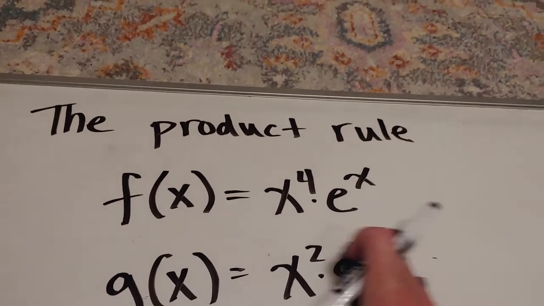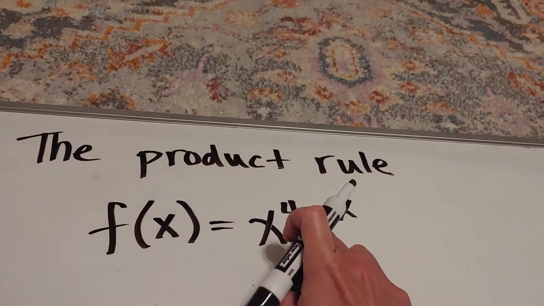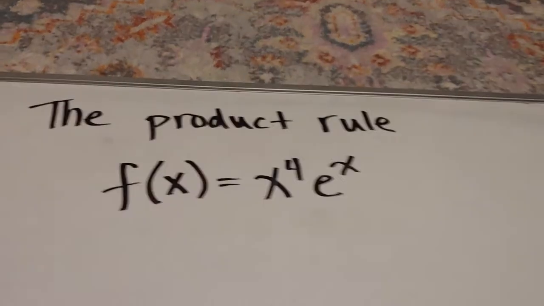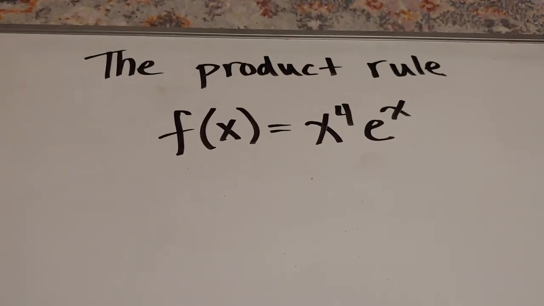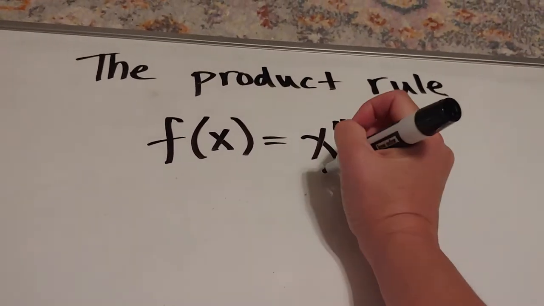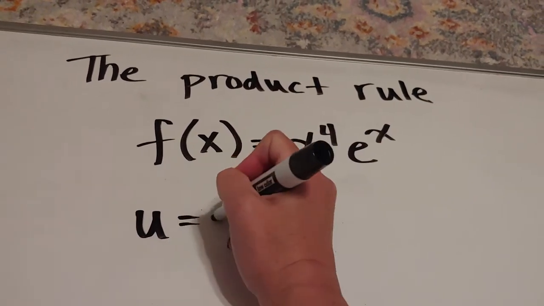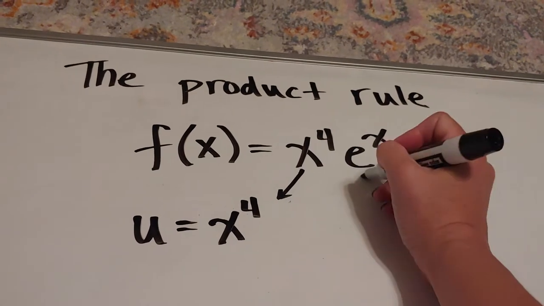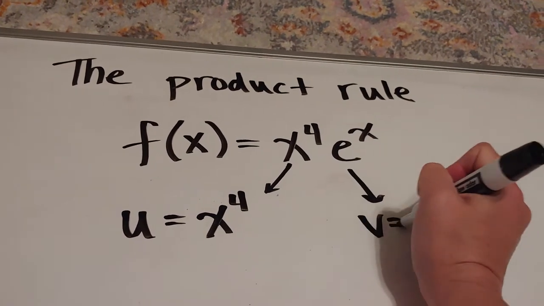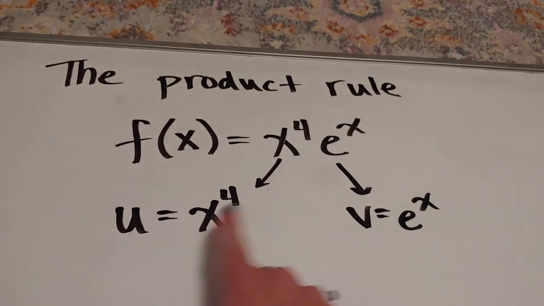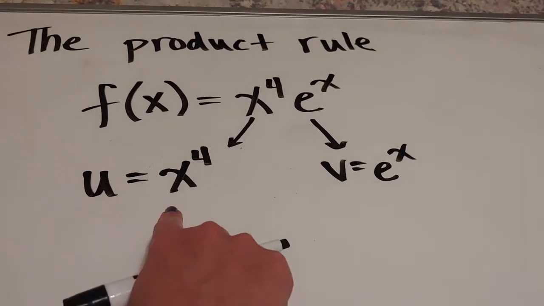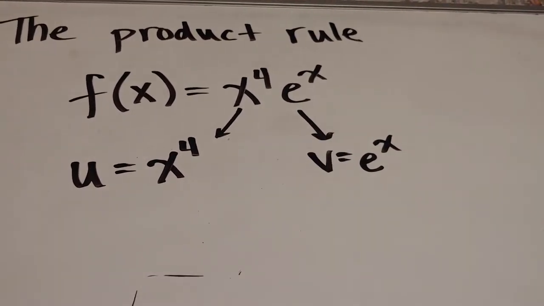So how we do it is that we basically have two pieces. And I'm going to use the method that one of my teachers showed me, which is to rename functions. So you basically rename one part u. You name the other part v, and it doesn't matter which one you name u and which one you name v. As long as you have one in each, you're good to go, okay?